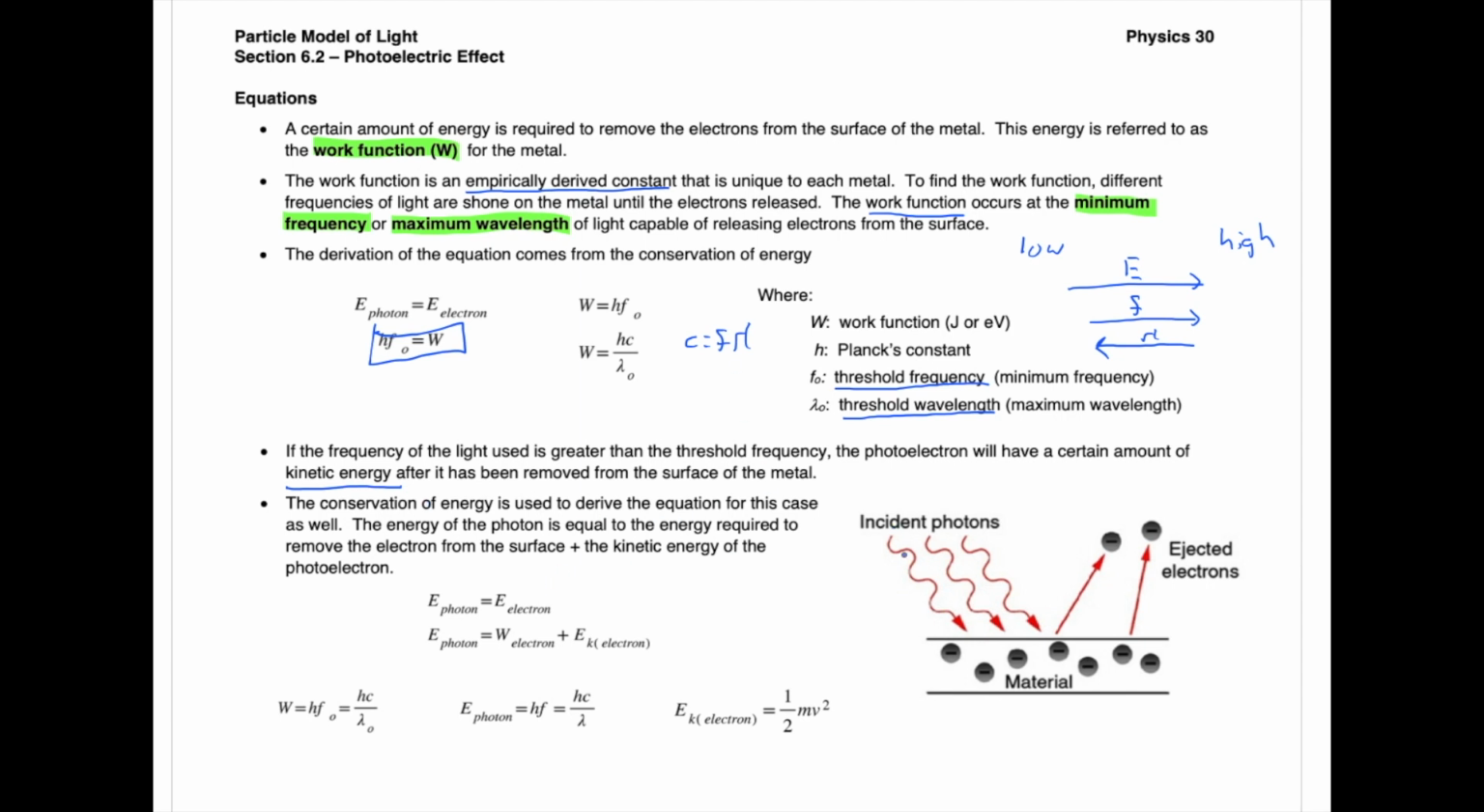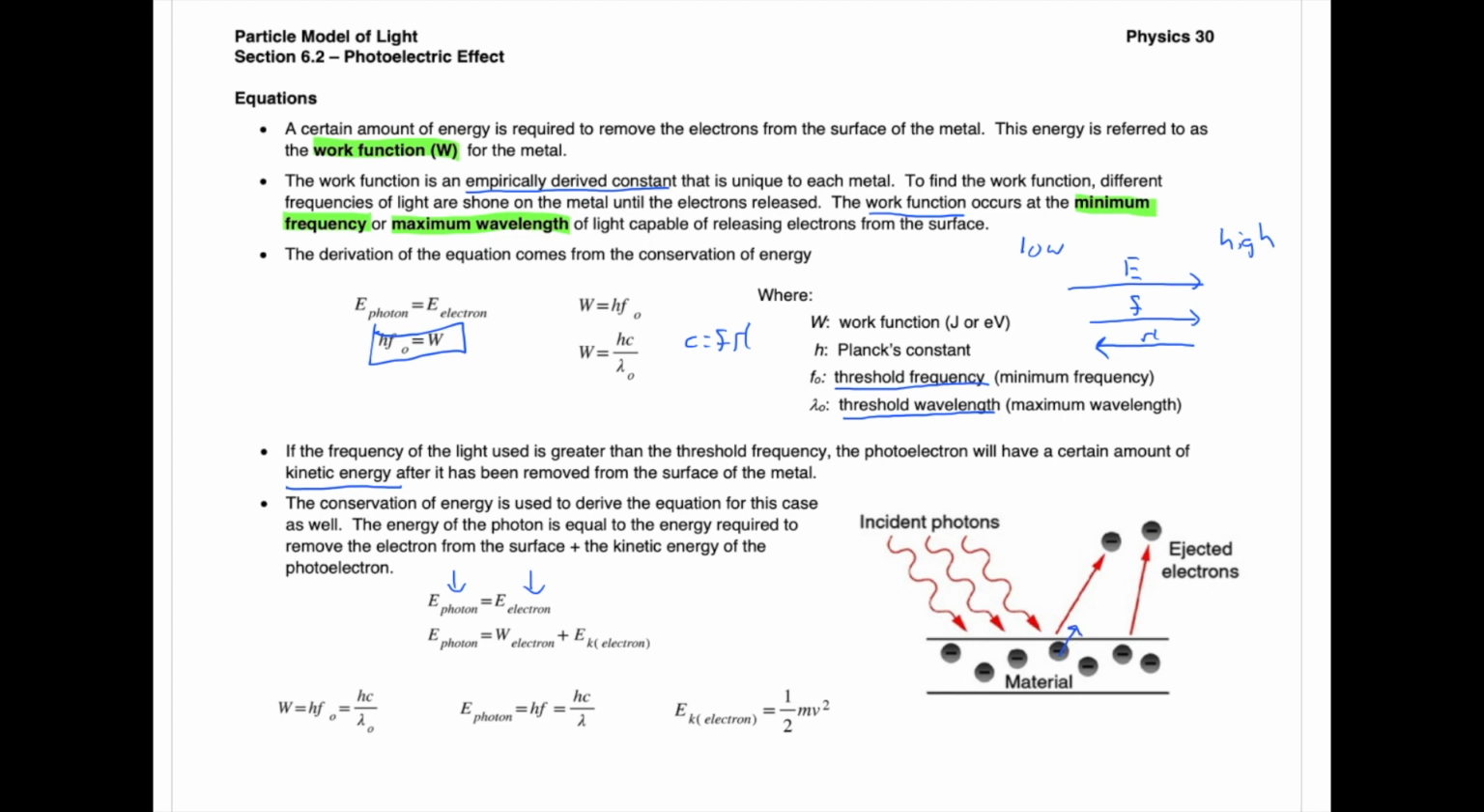So what we have is we have these incident photons. That's going to be basically my initial energy over here. And then that gets absorbed by the electrons, so that's the final energy. Now, some of the energy that goes to the electrons is used up in just pulling it off the surface.